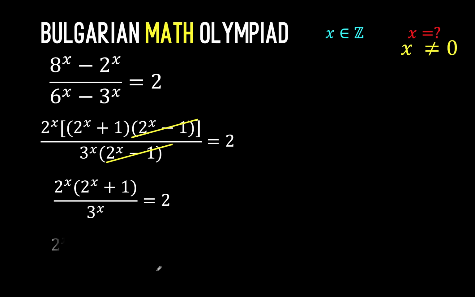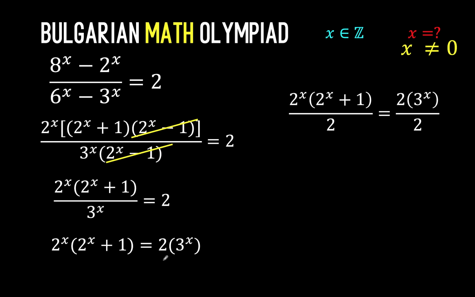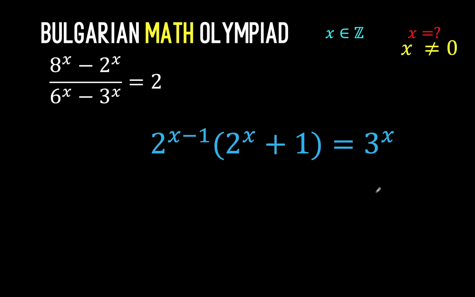And cross multiplication resulted to 2 raised to x times the quantity 2 raised to x plus 1 equals 2 times the denominator 3 raised to x. Now, there's a common factor of 2 here that we can divide. So let's divide by 2. So this 2 divided by 2 is 1. We do not write the 1 anymore. Then 2 raised to x divided by 2 is 2 raised to x minus 1. And we copy all the rest. This is now the form that we are going to analyze.